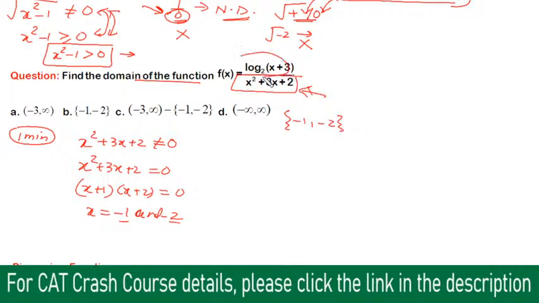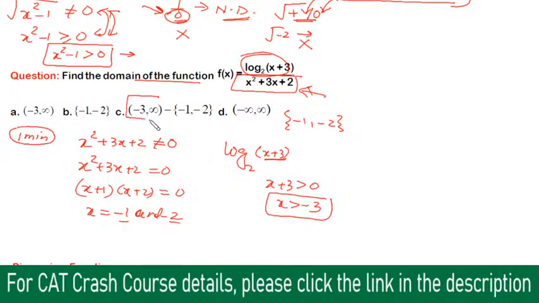Now in the numerator it is log, and we know that we don't find the logarithm of a negative value, right? We only find the logarithm of a positive value. So here x plus 3 should be greater than 0. So thereby we can say that the value of x has to be greater than minus 3. ठीक है? So x should be greater than minus 3.